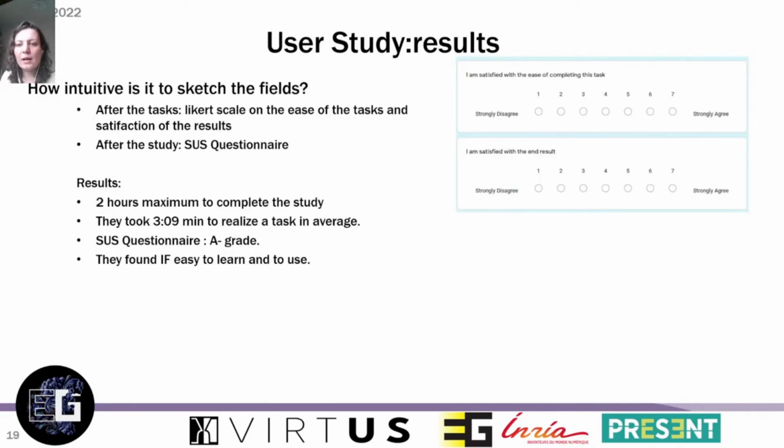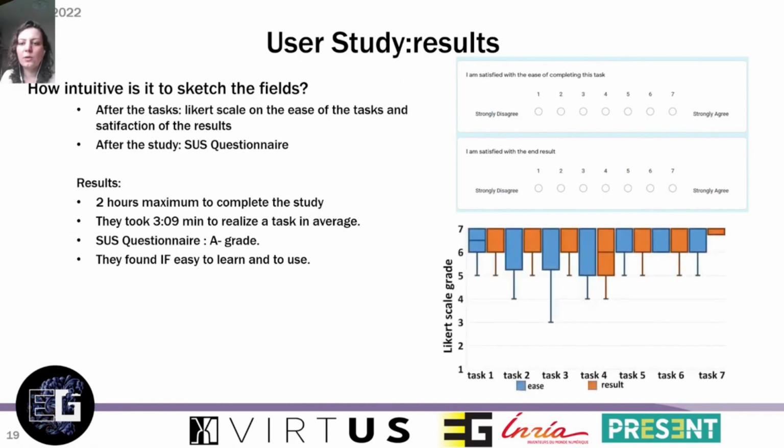After the task, they were asked to answer on a Likert scale about the ease of the task and their satisfaction towards their own results. You see this on the right. We also questioned them about the usability of the tool with a questionnaire based on SUS. The SUS questionnaire was designed by Brooke solely to assess the usability of an interface. This questionnaire here received an A- grade, and you can see the result of the Likert scale questions on the bottom right now.